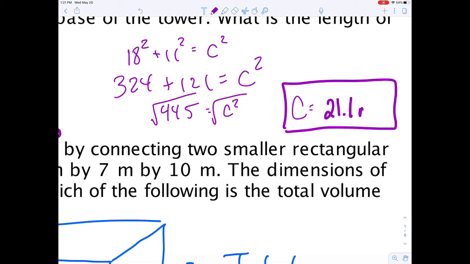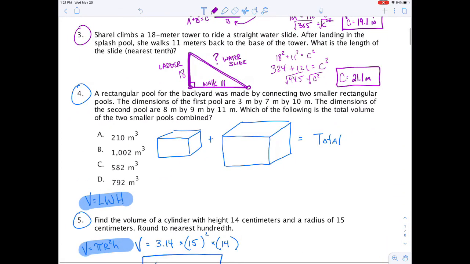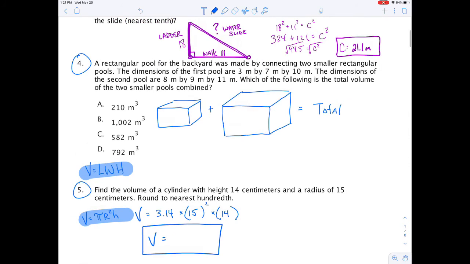And you should get 21.1 meters if you round to one decimal place. Very good. Now let's move on to number 4, the volume questions. 4, 5, and 6 are all volume questions.